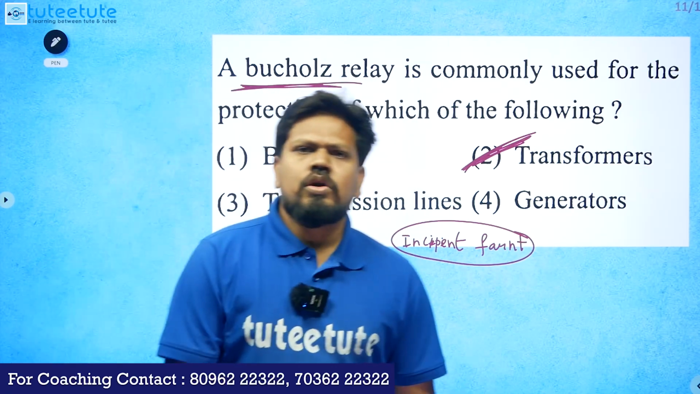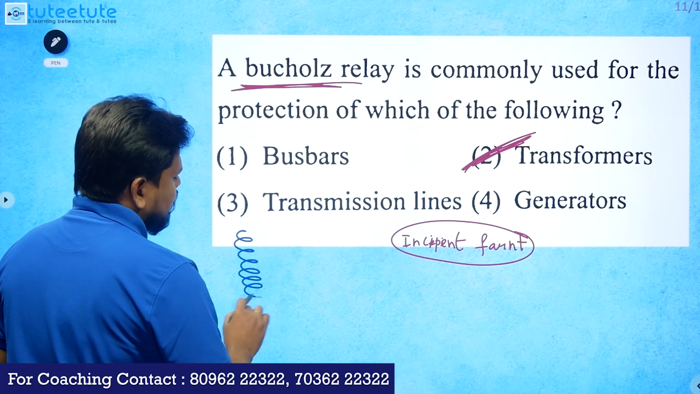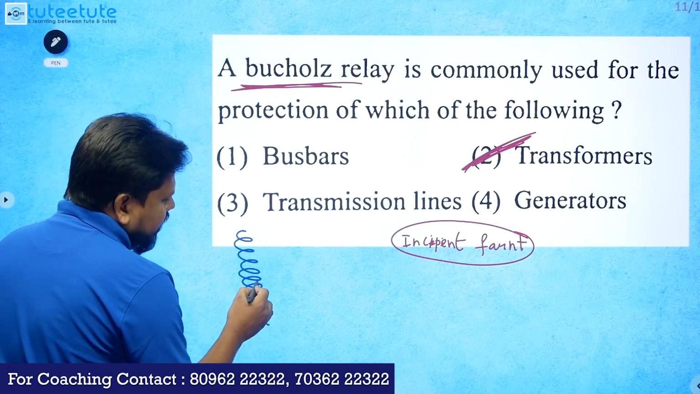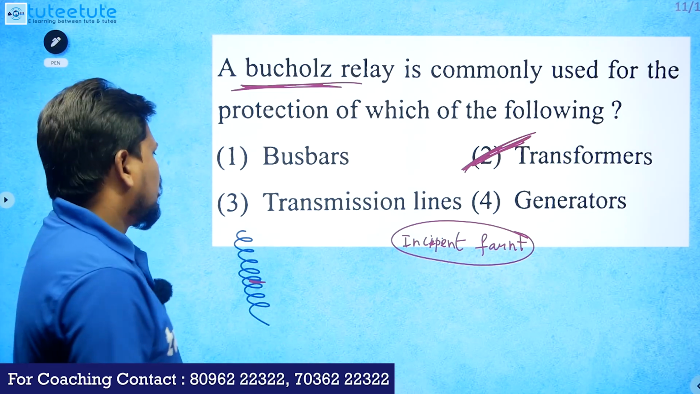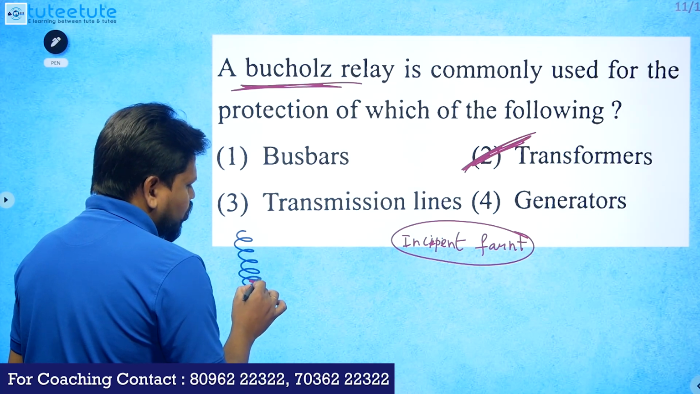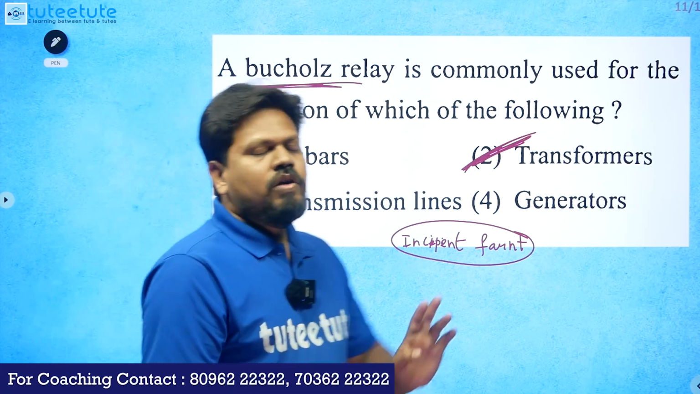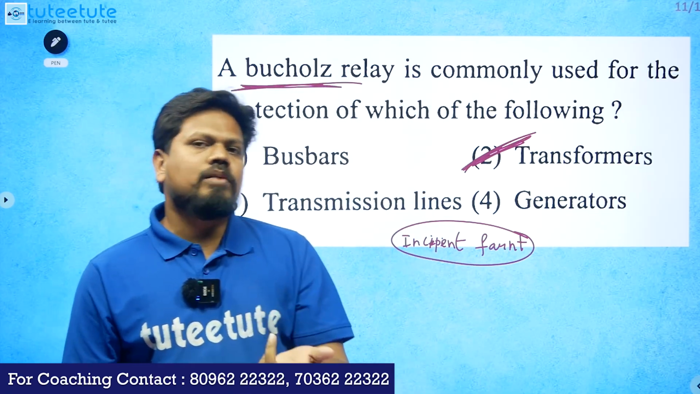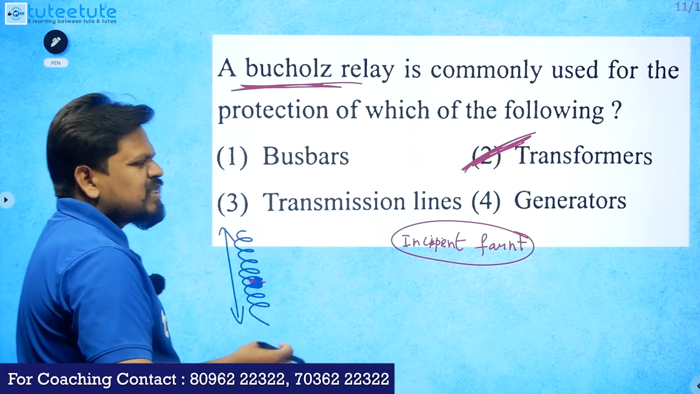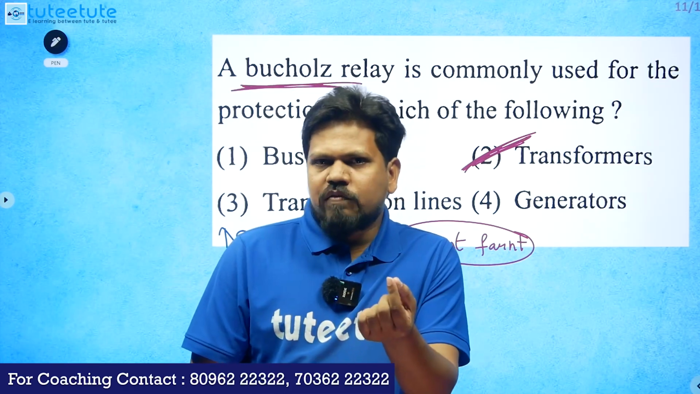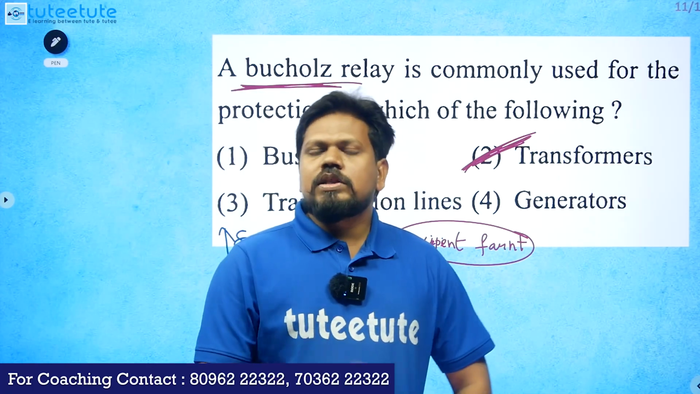For example, in a transformer, windings will be there. Say this is one winding. Between two turns there will be some paper insulation. If this insulation breaks, what will happen? These two turns will become only a single turn. For example, if a total of 1000 turns are there, now it becomes only 999 turns. That means one turn reduced, so there will be a small change in voltage. This is a very small fault only, and nothing will happen to the transformer. The transformer will work properly, everything will work properly.